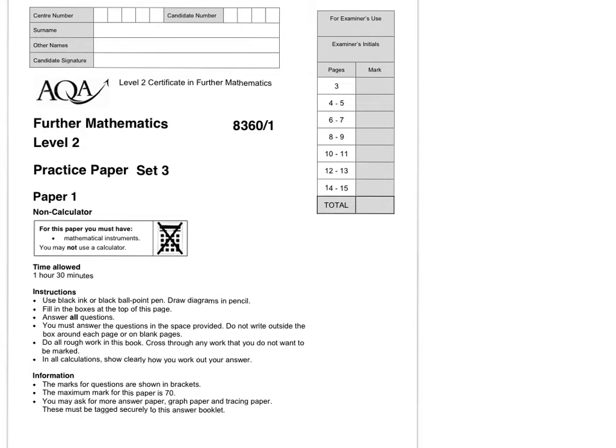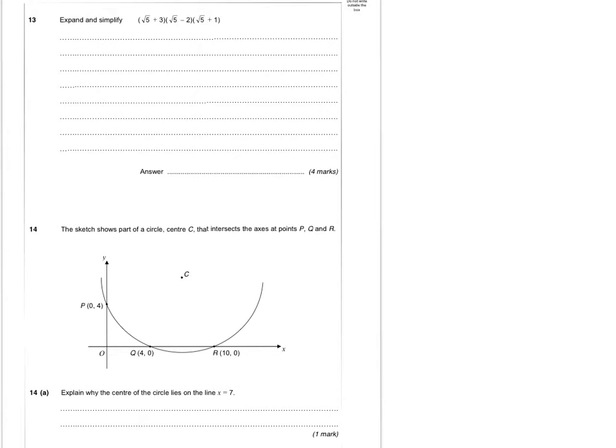Practice paper 3, non-calculator, questions 13 onwards. Expand and simplify. Okay, so do the first pair, eyebrows and smiles. So we get 5 plus root 5 minus 6, all of that times root 5 plus 1.